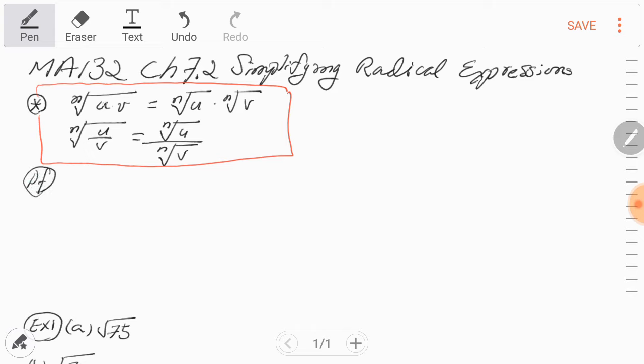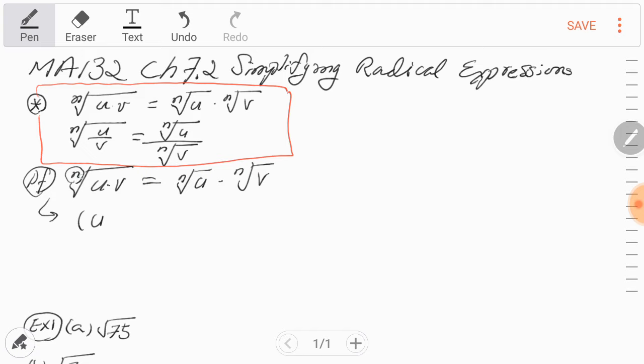The nth root of u times v: we can separate the factors in the radicand, u and v, with the same nth root. So let's prove it. Here's the nth root of u times v. Then you can separate the factors u and v with the nth root, so nth root of u times nth root of v. Well, how did we get this? Do you remember the previous section?